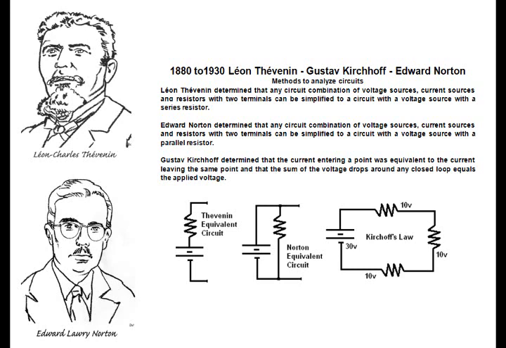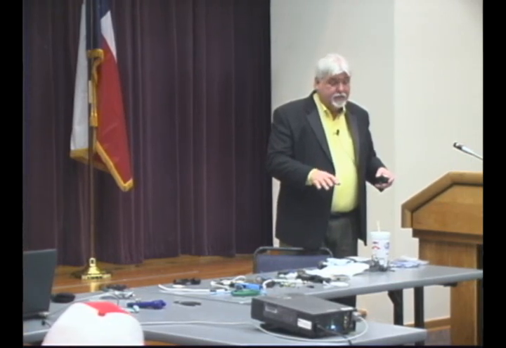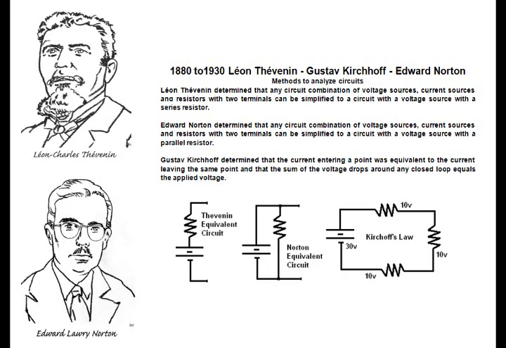Thevinin, this person here, said you can take any circuit that has resistors and a battery and make an equivalent circuit of one battery with a resistor in series. Norton, this one here, said that you can take any circuit that's made of batteries and resistors, and make a battery with a parallel resistor equivalent. That's just a way of, let's say I don't know what's inside this black box, but I measure it and I can determine what the resistance is and what the voltage is, and I can make an equivalent circuit to that black box through this method.